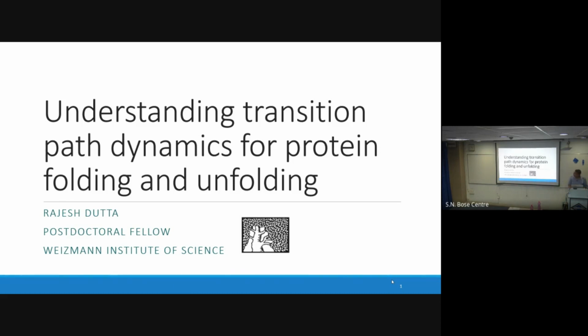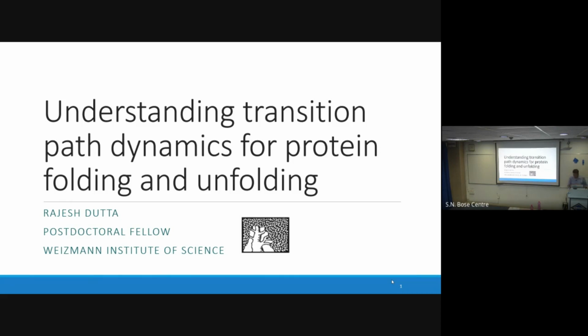So today I'll talk about understanding transition path dynamics for protein folding and unfolding. As the title suggests, there will be a brief discussion, and I'll describe how one can define this transition path. Protein folding and unfolding is considered a barrier crossing process, where there are two minima: one is the folded minimum, another is the unfolded minimum, and the molecule passes through a barrier. I will mainly discuss the dynamics around this barrier, and I will try to explain recent experimental findings where we introduce some theory, and that theory explains the experiment.